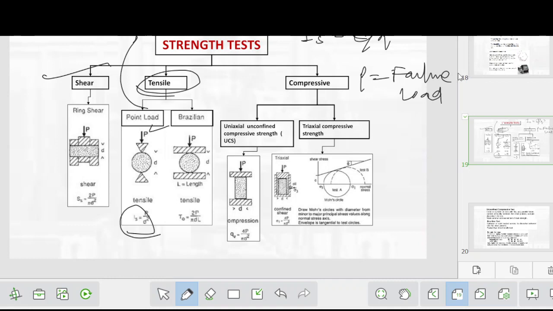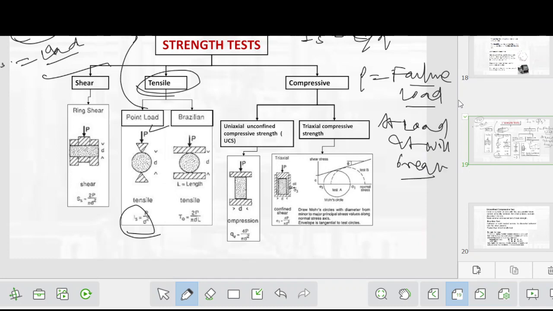Suppose you go to a UCS testing machine, okay? UCS is a machine where you measure the uniaxial compressive strength. You put some load in that instrument. That's why we normally call it the load. P is for the load. We apply the load, okay? Why do we call it the failure load? P is for failure load. We apply load, and at what load it will break, that's why we normally call it the failure load. So P by D square is the formula for the calculation.